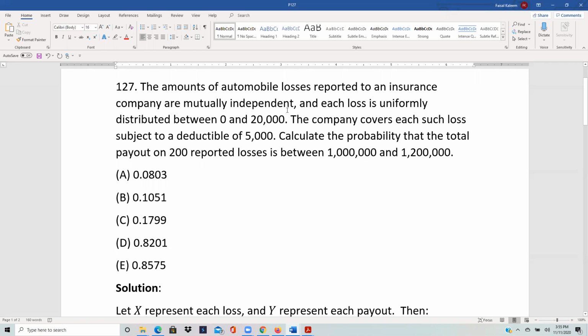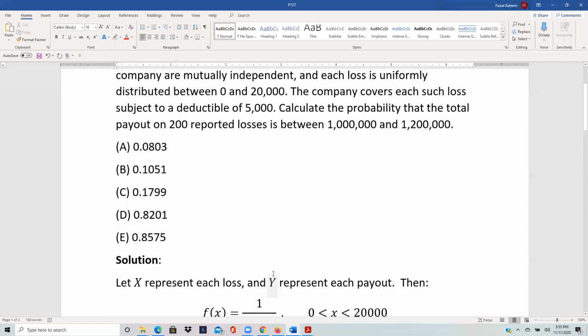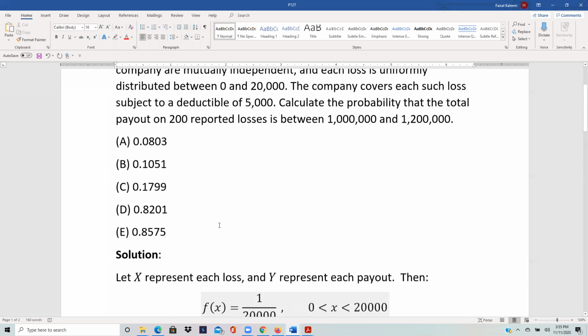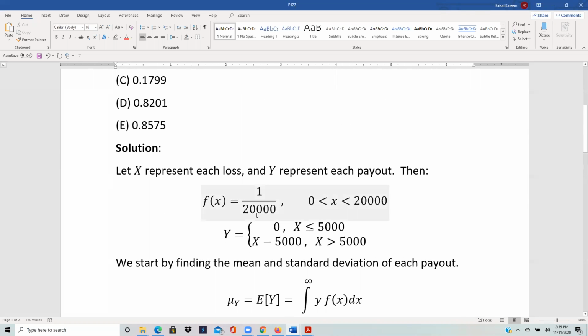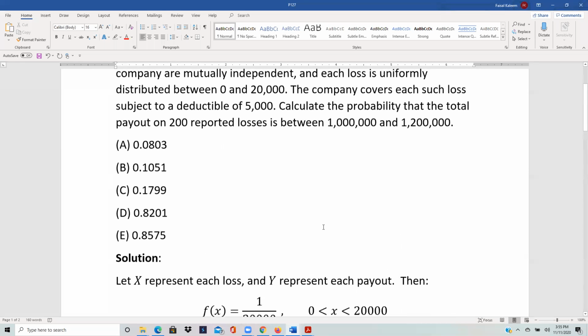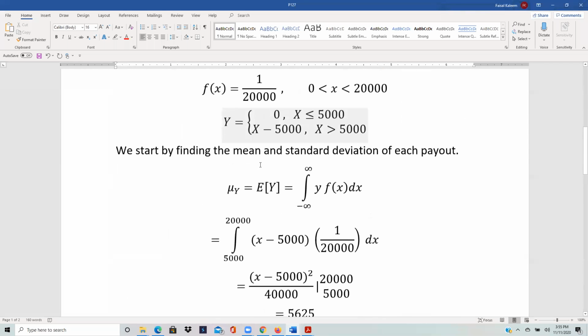So the loss is given to be uniformly distributed. Let the loss be X and let the payout be Y. The loss is uniformly distributed on 0 to 20,000, so f of X is 1 over 20,000. And Y is the payout, which is 0 when the loss is less than 5,000 because of the deductible of 5,000. If the loss is bigger than 5,000, the payout is X minus 5,000. X is the loss, remember?